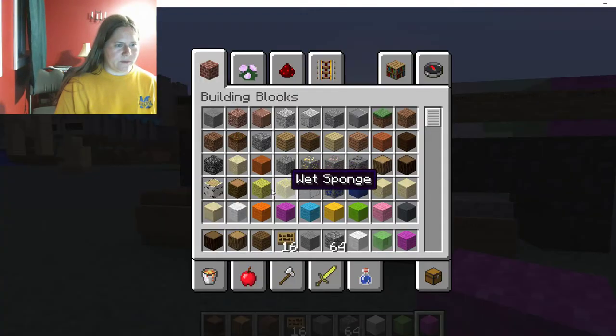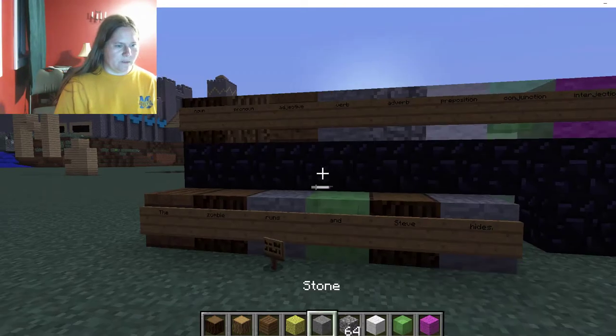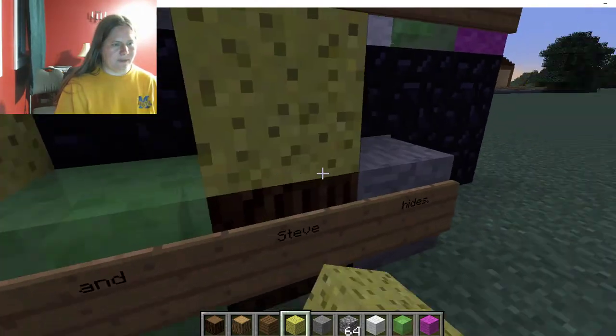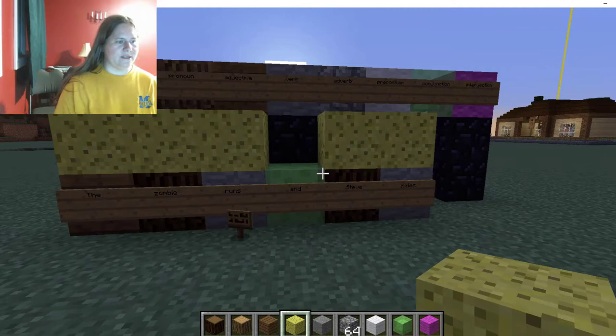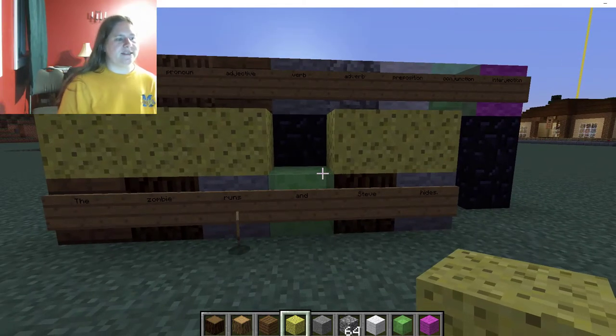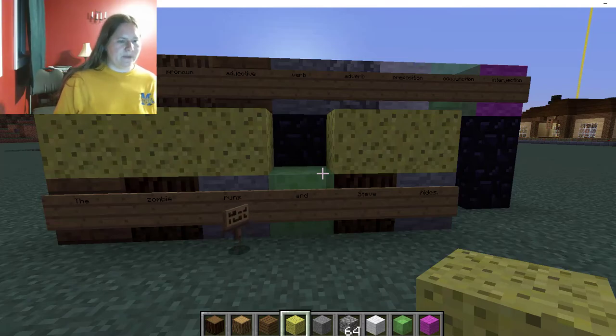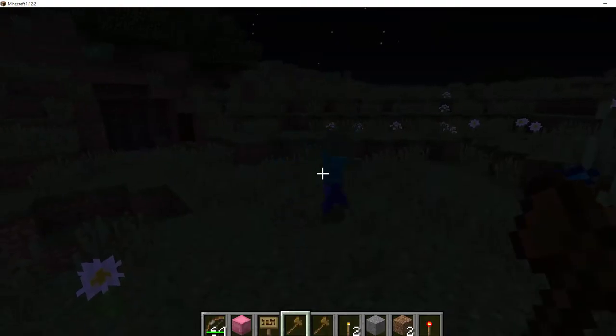And I am going to represent clauses for the moment with sponges. This is one clause. This is another clause. Each clause has a subject. In the first one, the subject is the zombie. In the second one, the subject is Steve. And each clause has a predicate, something that is being done or said about the subject. So the zombie runs and Steve hides.